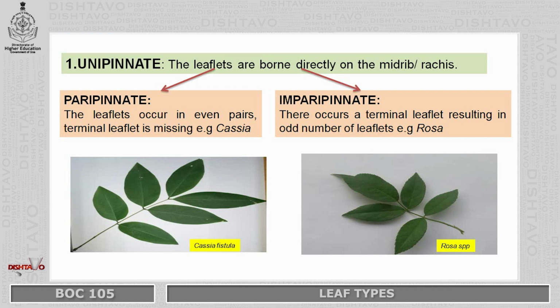In imparipinnate leaves, there occurs a terminal leaflet resulting in an odd number of leaflets, as you see in Rosa. You can see in the slide the picture of Rosa species wherein there is a terminal leaflet, and in Cassia fistula there is no terminal leaflet, resulting in even pairs of leaflets, and here since the terminal leaflet is present, it results in an odd number of leaflets.